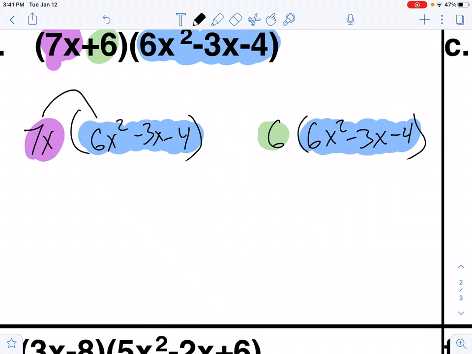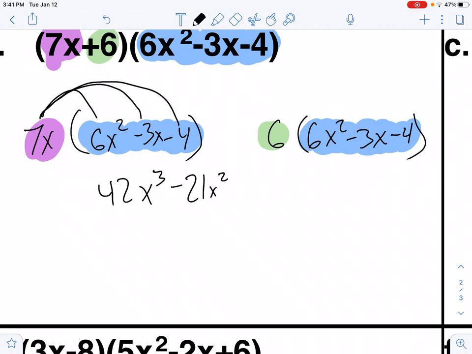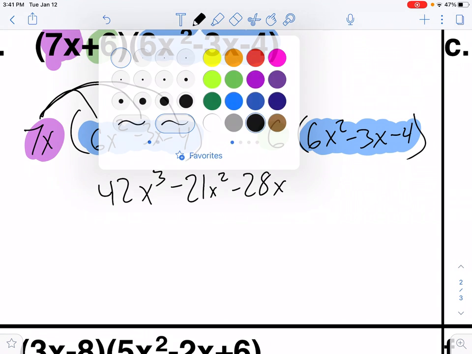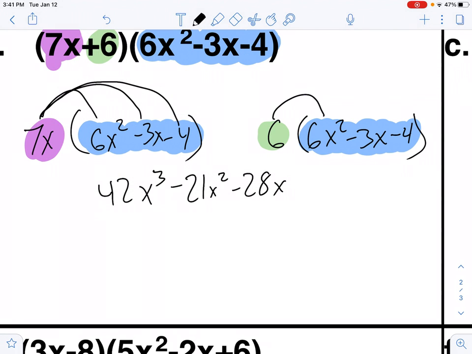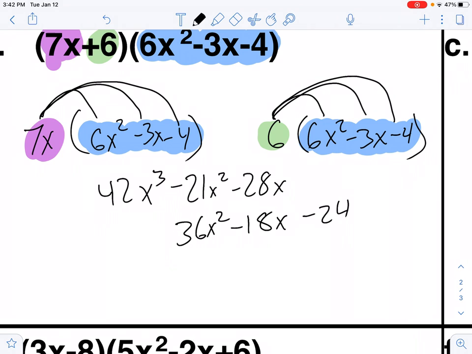So now I'm just doing 7x times 6x squared. I'm getting 42x to the third, 7x times negative 3x, I'm getting negative 21x squared. 7x times negative 4, I'm getting negative 28x. In my second set, I'm doing 6 times 6x squared, and I'm going to get 36x squared. 6 times negative 3x, negative 18x. 6 times negative 4, negative 24.